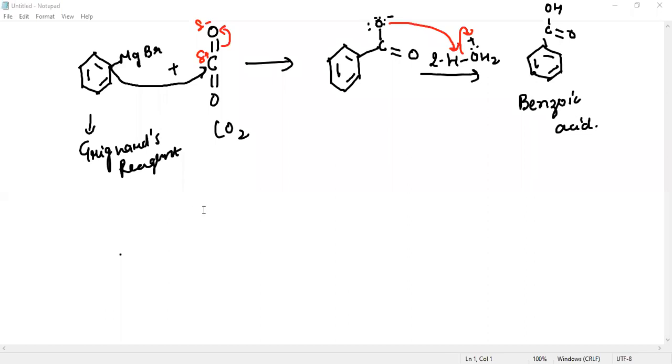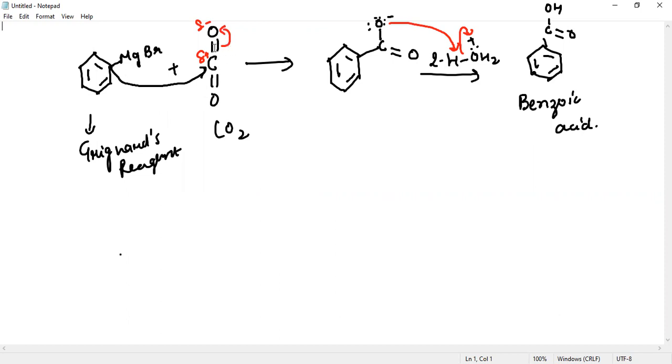So here we are going to learn about how we form benzoic acid. What we have is this Grignard reagent. There is a phenyl group attached to this MgBr, right? And then we have this carbon dioxide. Carbon dioxide is a linear molecule. It has two double bonds with oxygen.